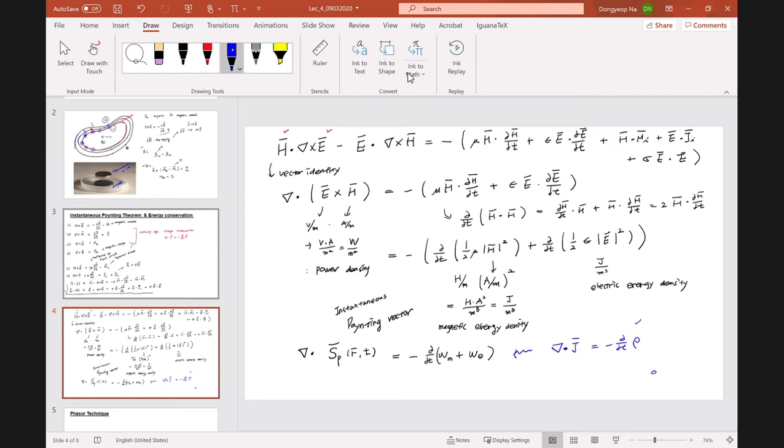Likewise, if this sum of two energies is the total energy inside an infinitesimal volume, then the time variation of the total energy should be equal to the divergence of this Poynting vector, the divergence of the power density flowing out of this volume. So that represents energy conservation. Okay. Energy is instantaneously conserved.